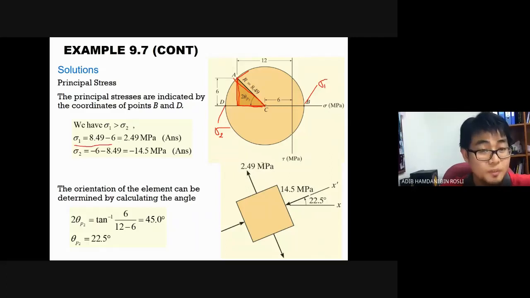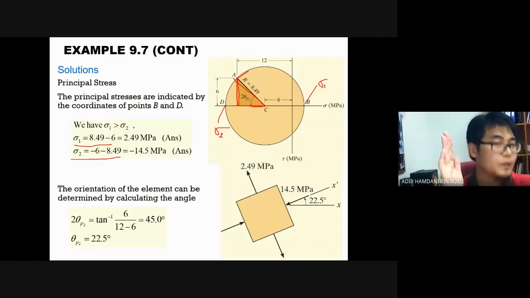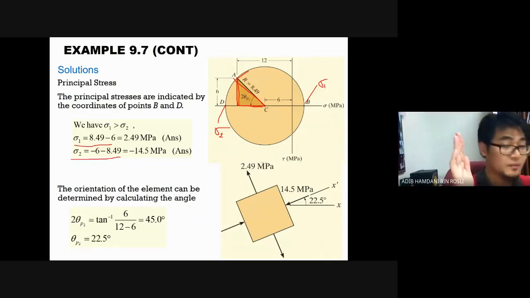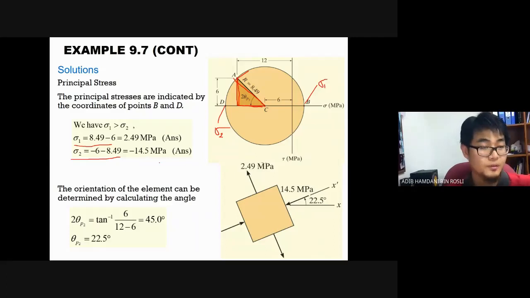While for sigma 2, it is what? It is minus 6 minus radius, isn't it? The coordinate of that: from 0, where sigma equals 0 and tau exists, you go minus 6 to point C, and then you go further by the radius, which is 8.49, to reach point D. So it is minus 6 minus 8.49. So you got this sigma 1 and sigma 2. So your principal stresses are 2.49 tensile and 14.5 compression.